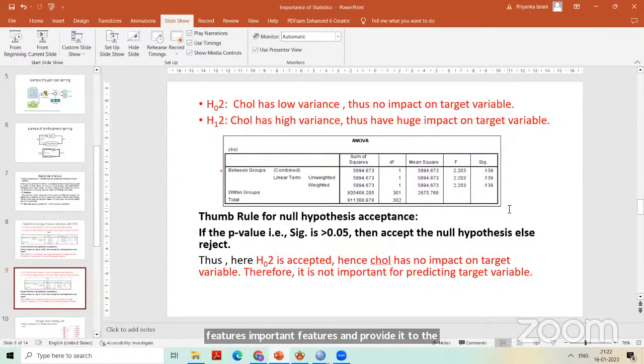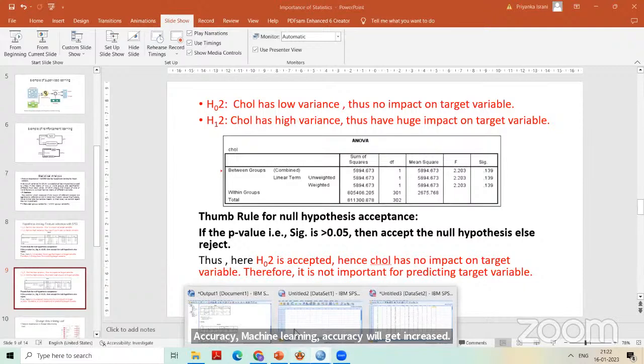So what will happen here? This will increase your accuracy. Machine learning accuracy will get increased. Okay. So here we have performed the ANOVA analysis.